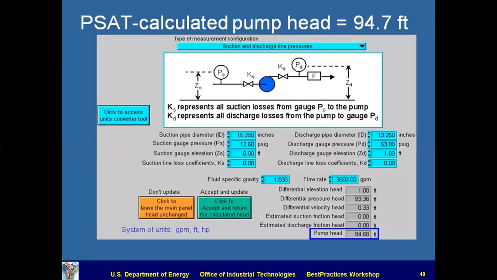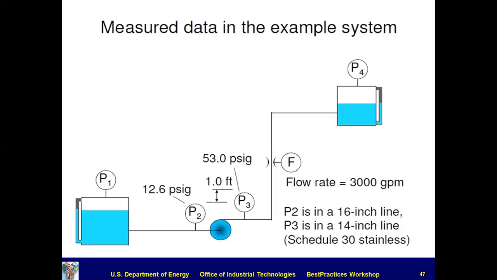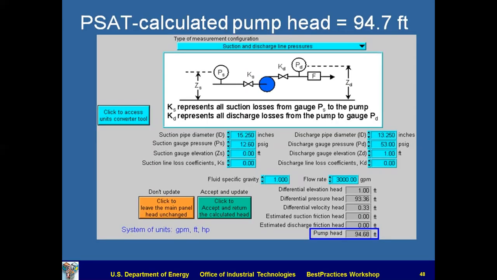And now we're going to plug this into the PSAT head calculator, which is what it's really meant for, to calculate the head on an operating pump. That previous example was just kind of tricking it into doing a static head. So for the schedule, what was that? Schedule 30 stainless. If you look up the actual IDs on the pipe, on the suction pipe, you get 12.25 inches, and the discharge 13.25.